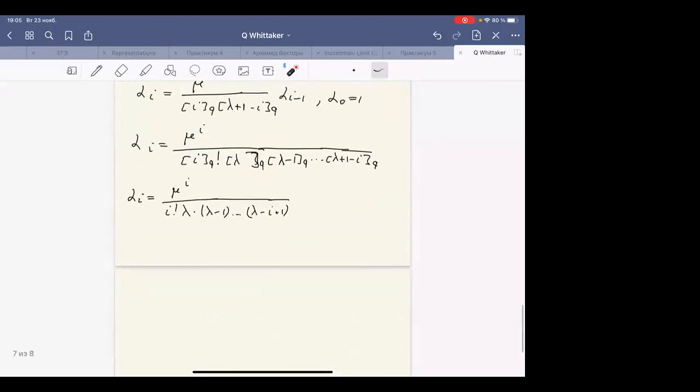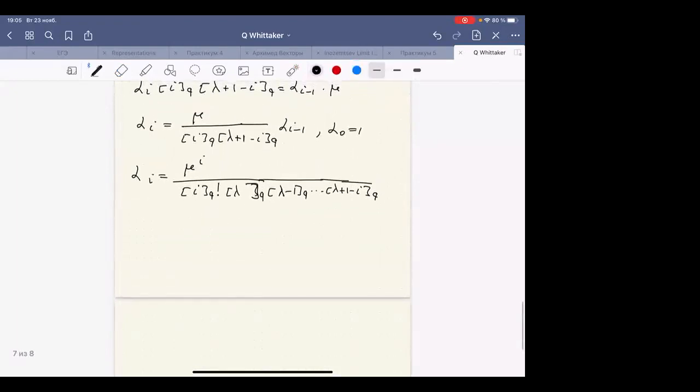Okay. So I delete, guys. So now we want to introduce a q-Whittaker function, which is defined by the following formula. Power minus phi.